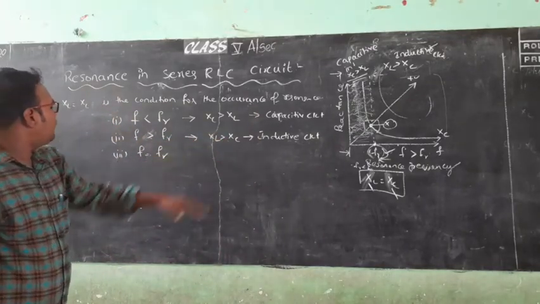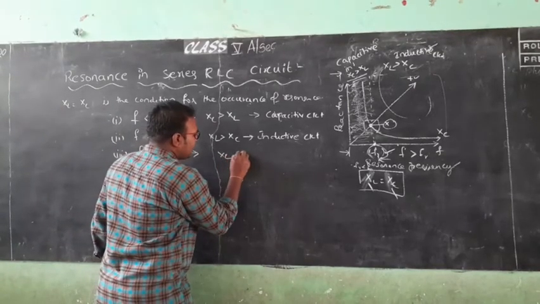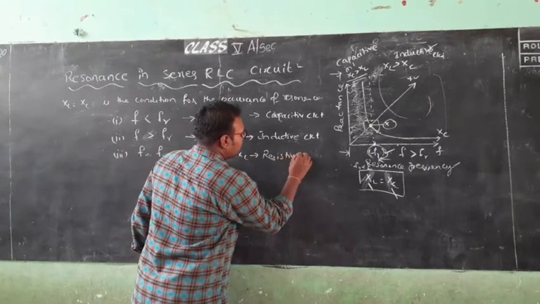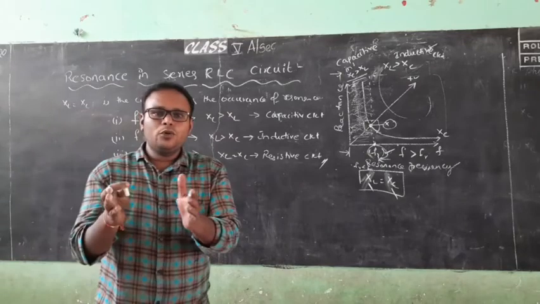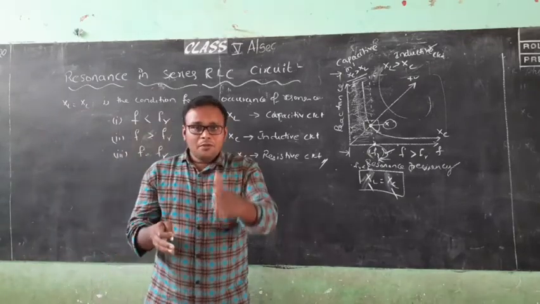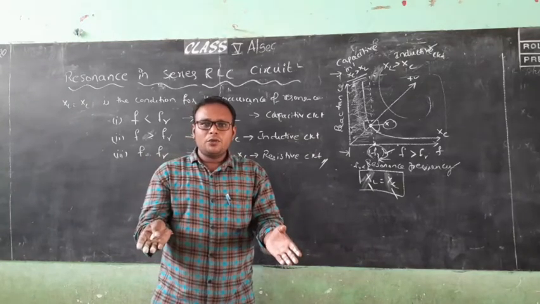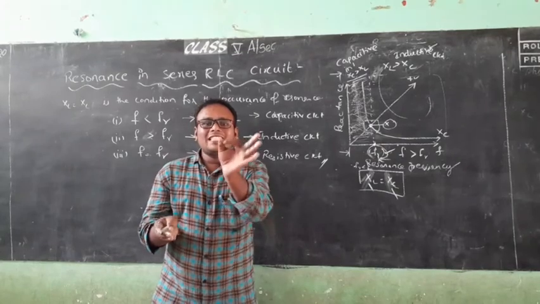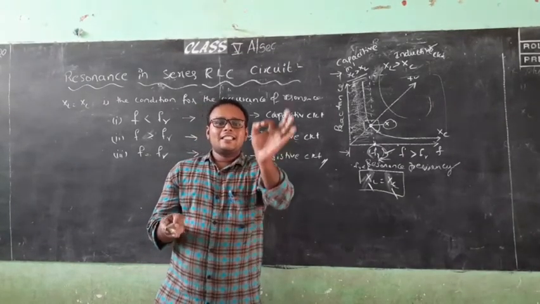Coming to F equal to Fr. This is the resonance condition. So XL is equal to XC, and it is a resistive circuit. The circuit acts as a resistive circuit. At the same time, when both the capacitive and inductive elements are present in the circuit, the circuit behaves like a resistive circuit. This condition is known as resonance, the series resonance condition.